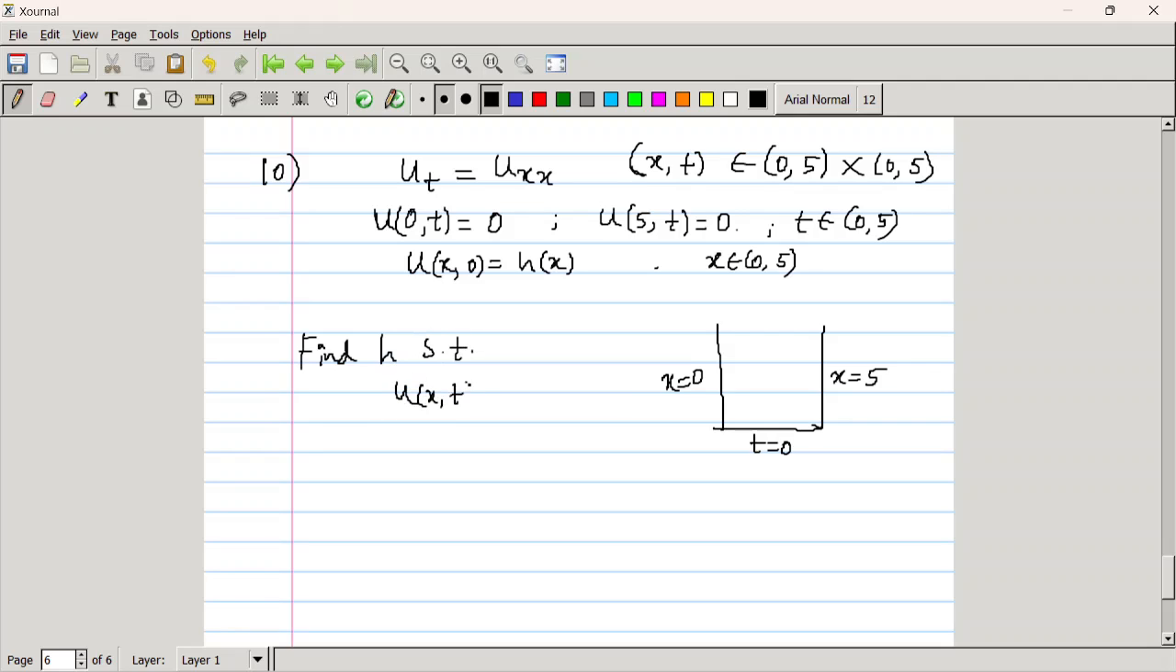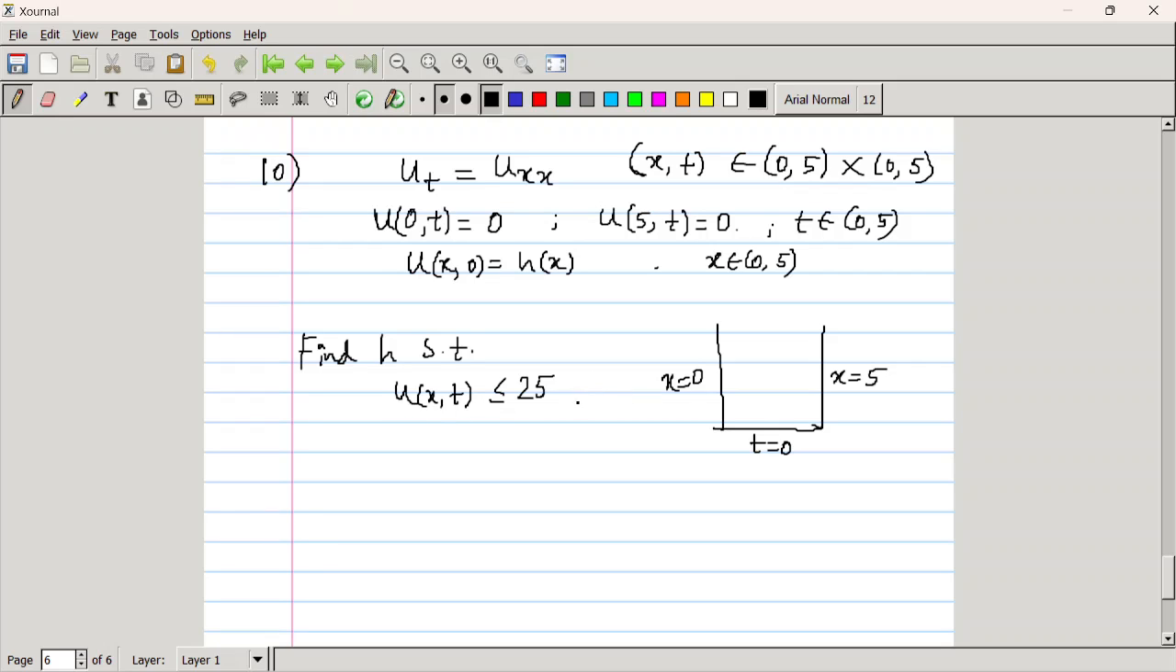So the question is to find h such that u(x, t) is less than or equal to 25. So the maximum value is 25, and 25 is attained on the boundary. Now you have to find those functions h(x) which give the maximum value 25 on the boundary.